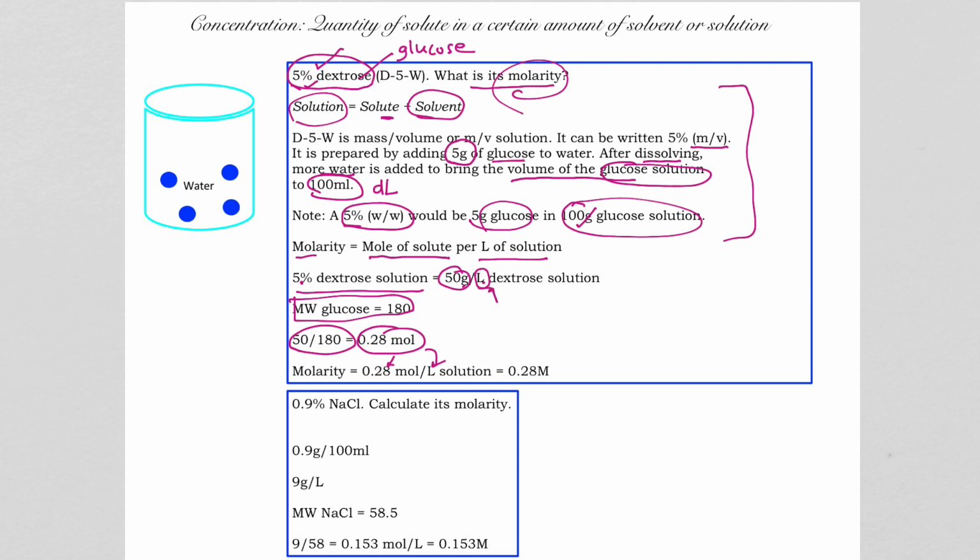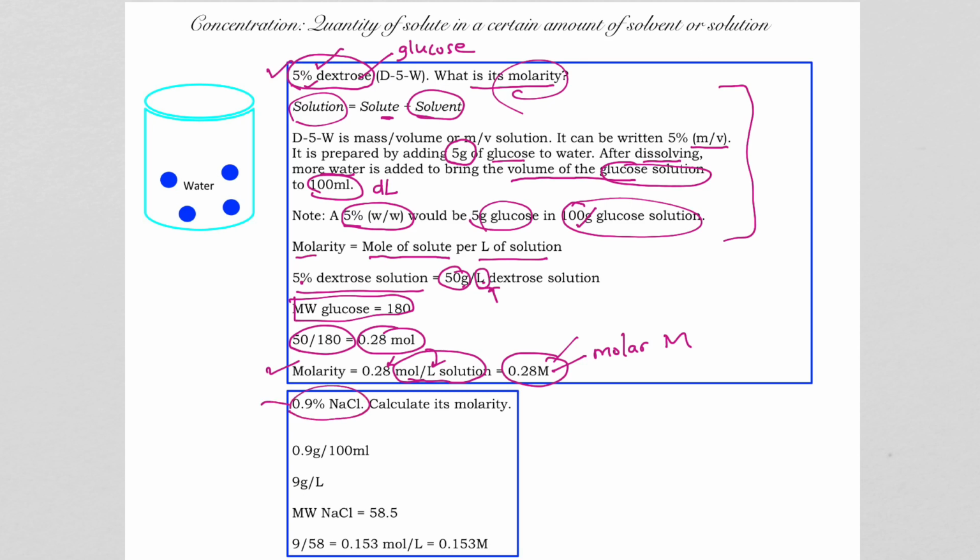Okay, a liter of solution. So 0.28 moles per liter is also called 0.28 molar. So we can say 0.28 molar, or we can say 0.28 moles per liter of solution. That's the concentration in molarity. So 5% dextrose solution is the same as saying 0.28 molar dextrose solution.